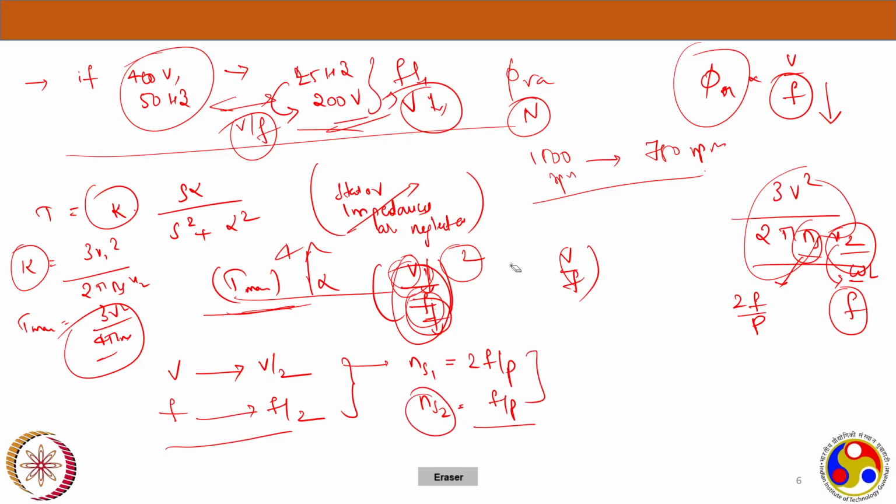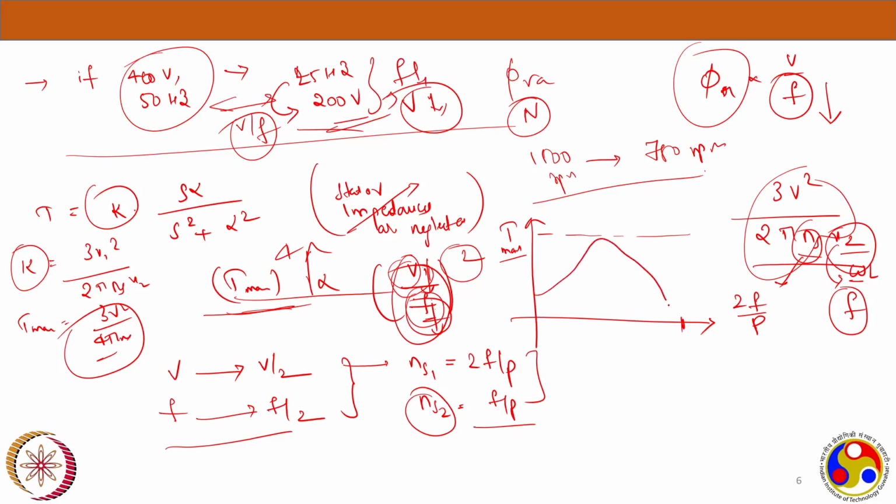Now if I draw the torque speed curve for this, this is the maximum. Maximum torque won't change because the V by F ratio is constant. Initially, let's say you have the ns1 speed. This is ns1. Now you have the next speed, ns2, here.